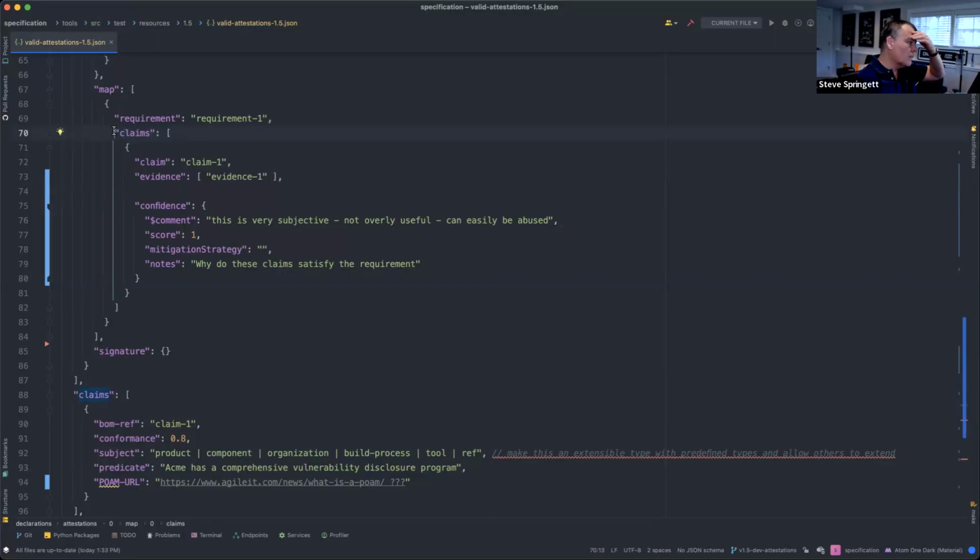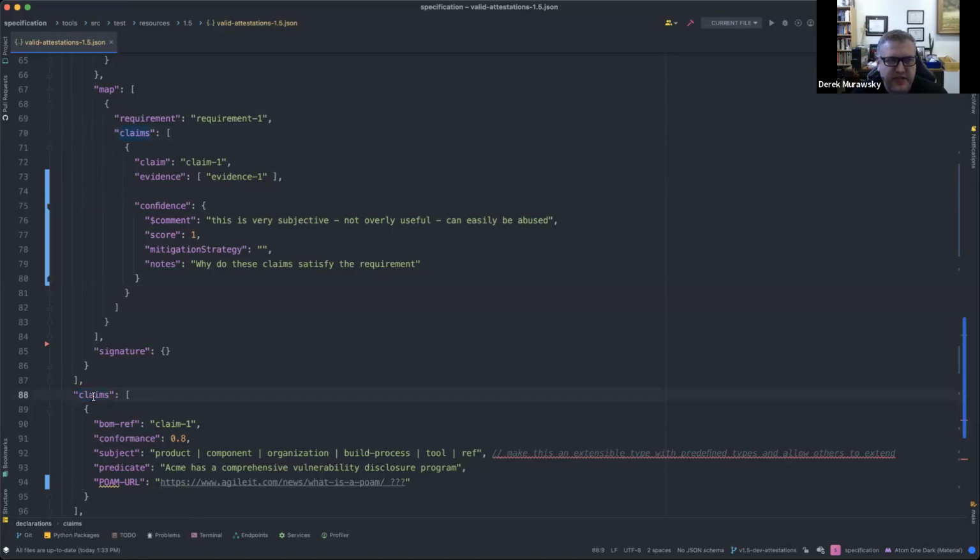I think the claims have to literally map to the requirement. That was the idea, that we're attesting to this bundle of claims. And the array down below, right? The one in 70 is a claim ref. The actual claims are only in one place, down in 88. Right.